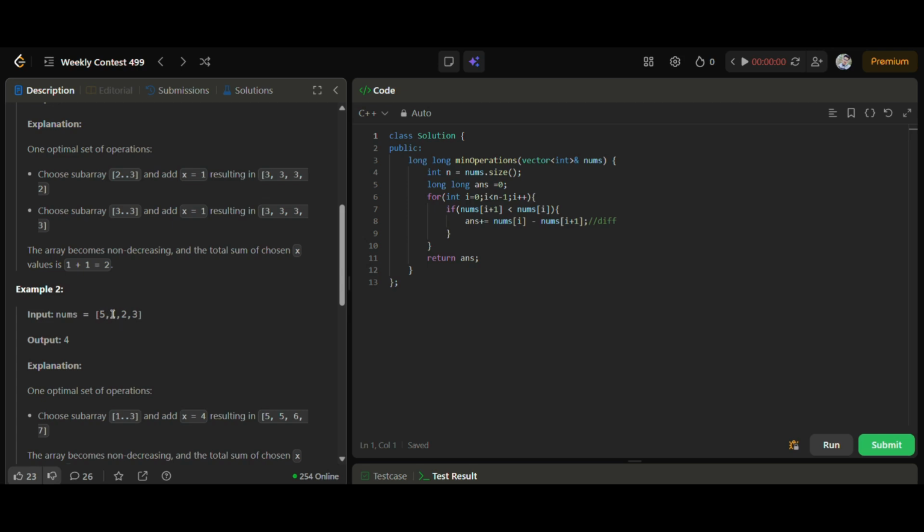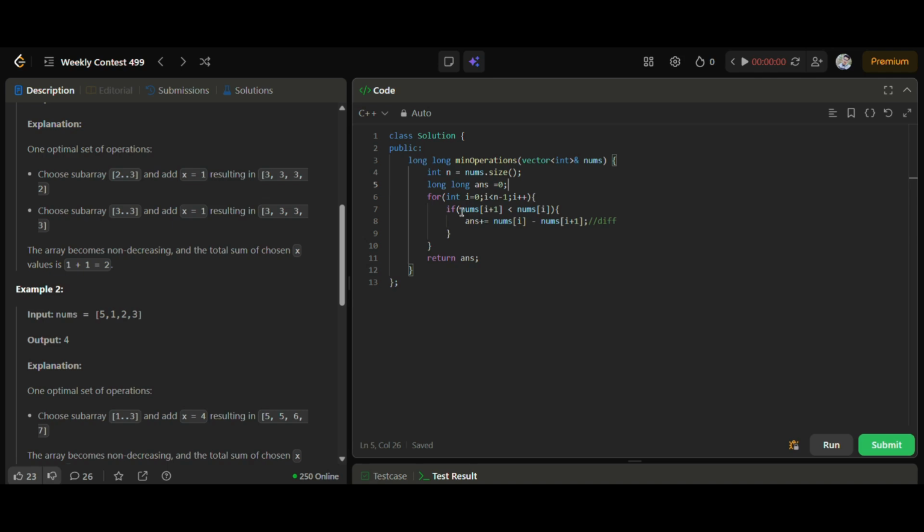Here you see that 1 is the lowest. So you do 5 minus 1, which is 4. If you write x equal to 4 and apply it for that condition, you see 5 5 6 7. This is my final array. So how do you solve it? You only notice that the current position needs to be greater than or equal to the previous element. That's all you need, so you write the answer.